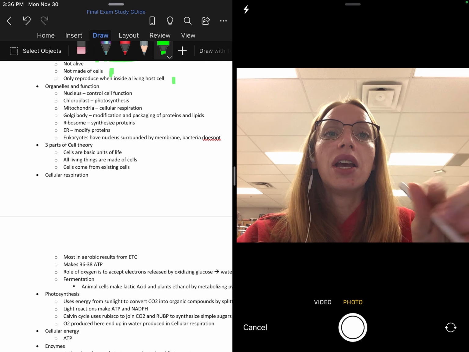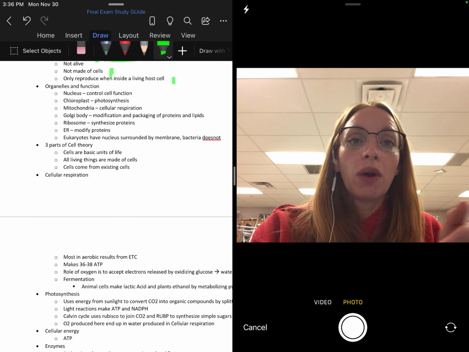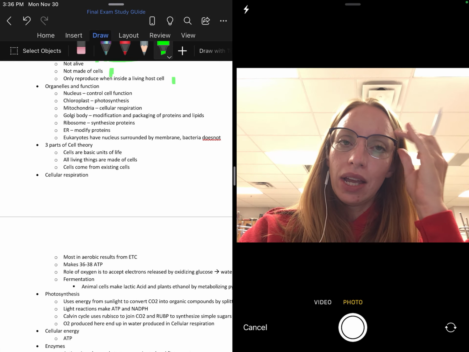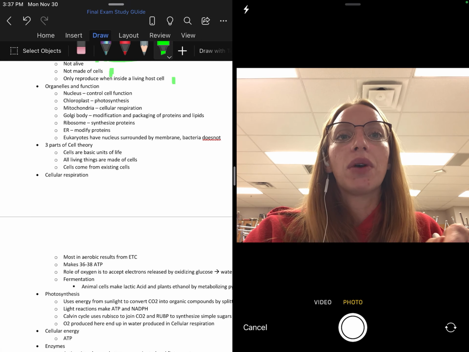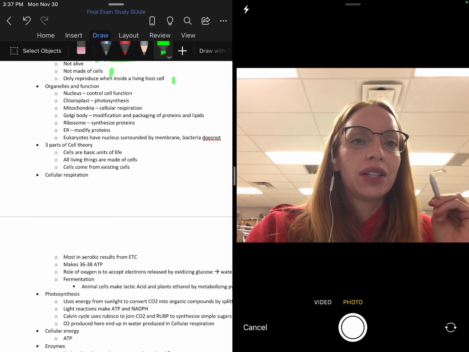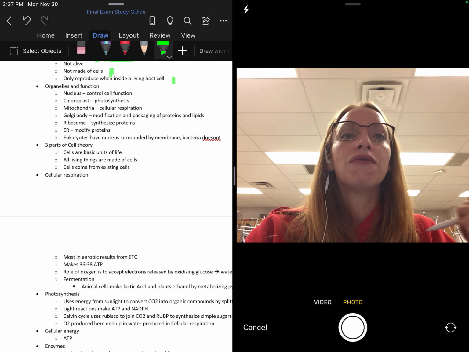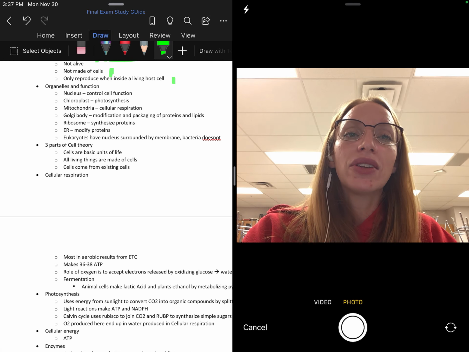Organelles and their function. These are in different questions. Some of them are like multiple choices in the same question, but if you know these facts, then you'll be able to answer the question correctly. Nucleus, of course, is the control center of the cell. The chloroplast does photosynthesis. Mitochondria does cellular respiration.